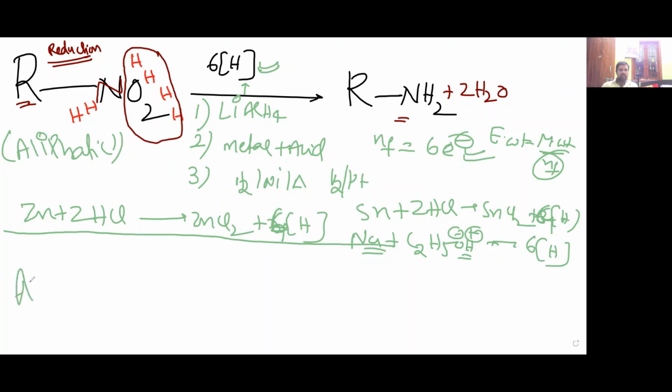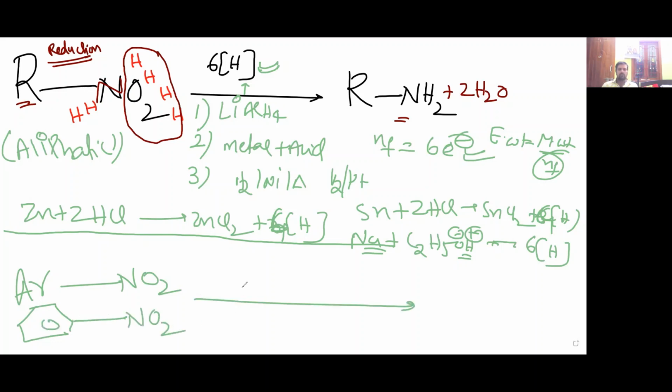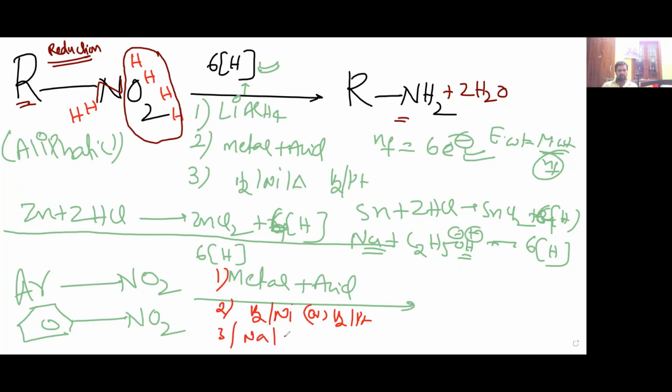If you want to prepare aromatic amine, you have to take nitrobenzene. So what are the things? Just listen. You can take metal acid, and the same 6 hydrogens you have to take. The first reagent is metal acid, the second reagent is either H2/Ni or H2/Pt. And the third reagent, like the metal acids I have already taken, is Na/C2H5OH. Then you are going to get aniline.